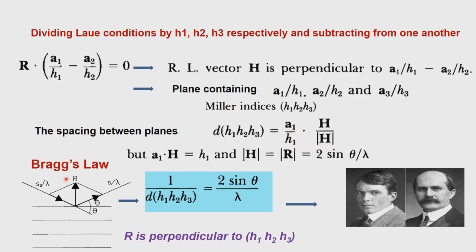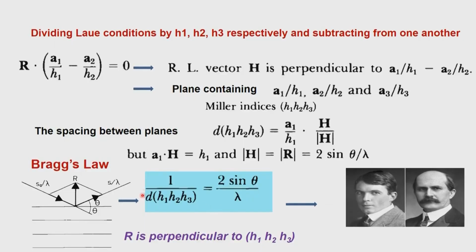So, this represents the distance between the planes. We can calculate d of H1, H2, H3 as A1 dot H1 dot H by the modulus of H. We know the modulus of H is 2 sin theta by lambda. A1 dot H is H, and therefore, we get an expression which is 1 divided by d of H1, H2, H3 is equal to 2 sin theta by lambda, or 2 d sin theta is equal to lambda. So, this is the so called Bragg's law, and this got the Nobel Prize in 1915. Very interesting, it is just a mathematical jugglery, a little bit of reorganization of the equations which Laue derived.